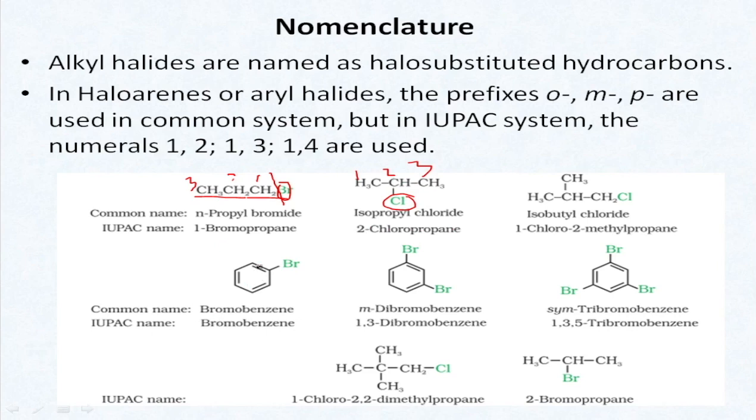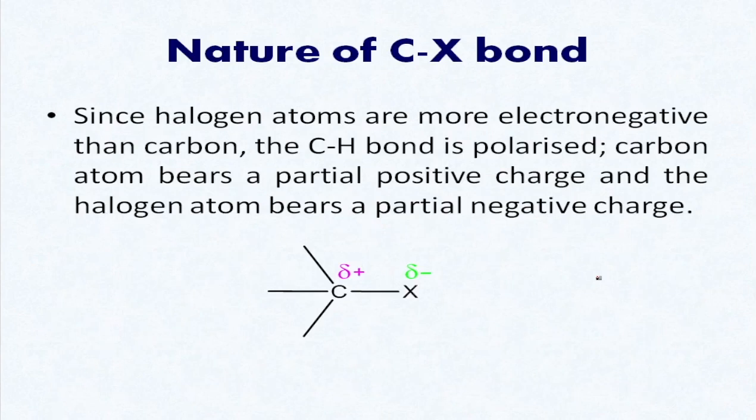For aromatic compounds, the benzene ring plus Br is bromobenzene. Then meta: the common name is meta-dibromobenzene, meta being the 1,3 positions, so the IUPAC name is 1,3-dibromobenzene. The nature of the C-X bond: since halogen atoms are more electronegative than carbon, the C-X bond is polarized.